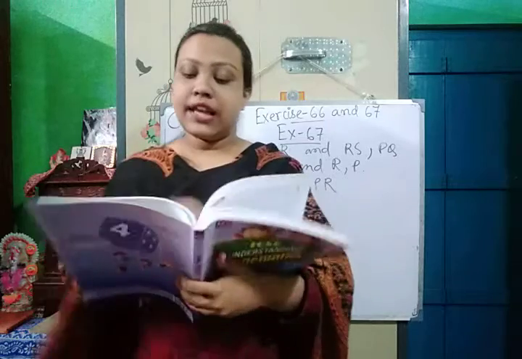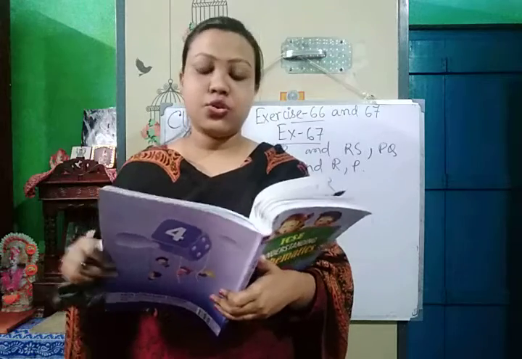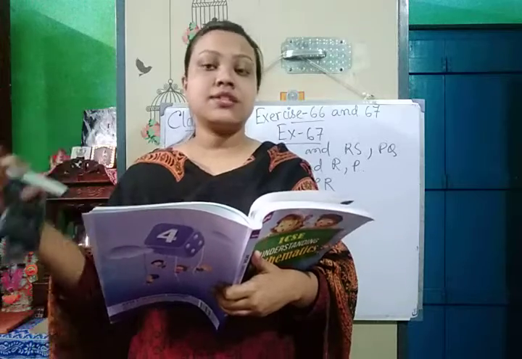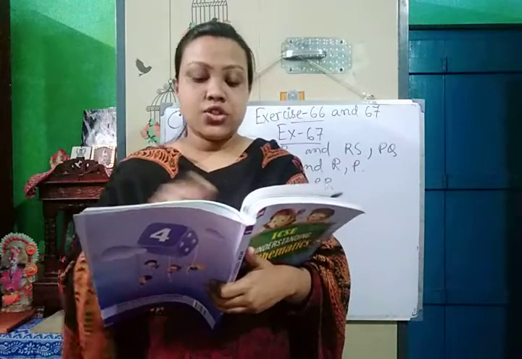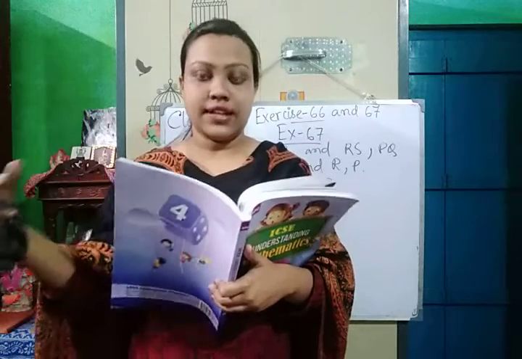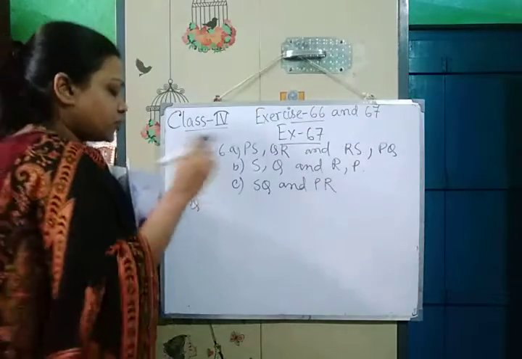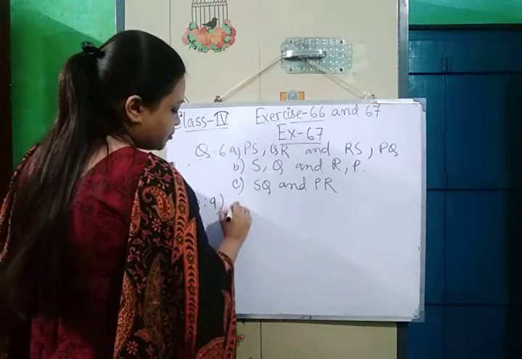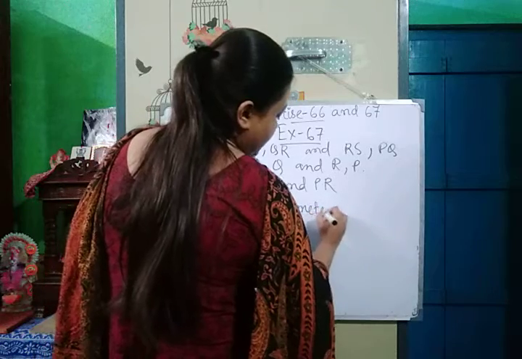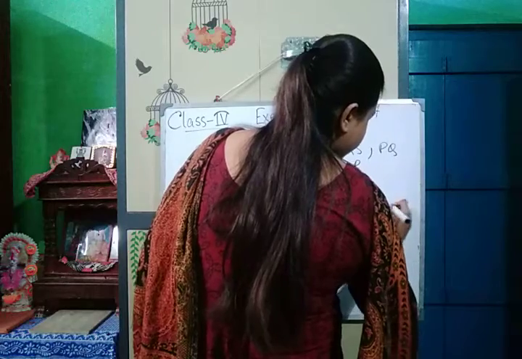Now question number 9 is next. The radius of the circles are given, find the diameter. So I have told you that the length of the radius is half of the length of the diameter. So here the radius are given, we have to find out the diameter. Diameter is twice the radius. So by multiplying 2 with the radius, we can get the diameter. But before doing this one, we have to write the formula. That diameter equals to, what is the formula we will write? Diameter equals to 2 into radius.